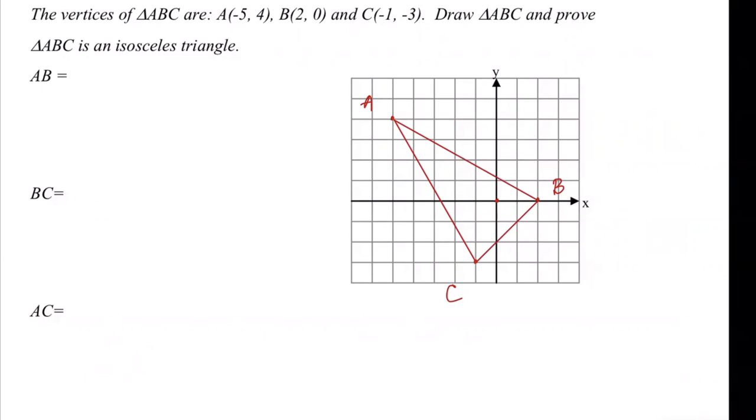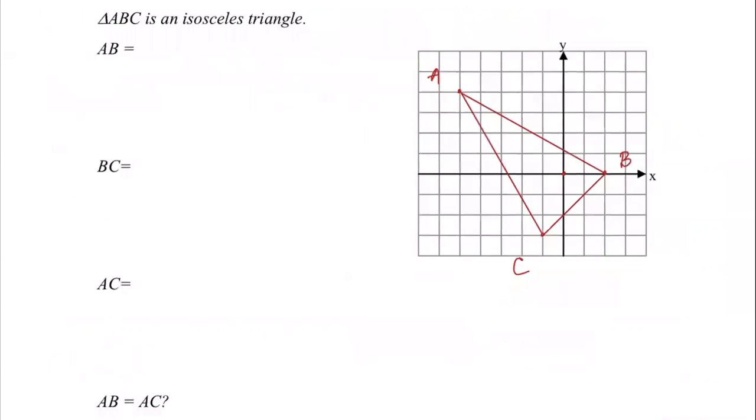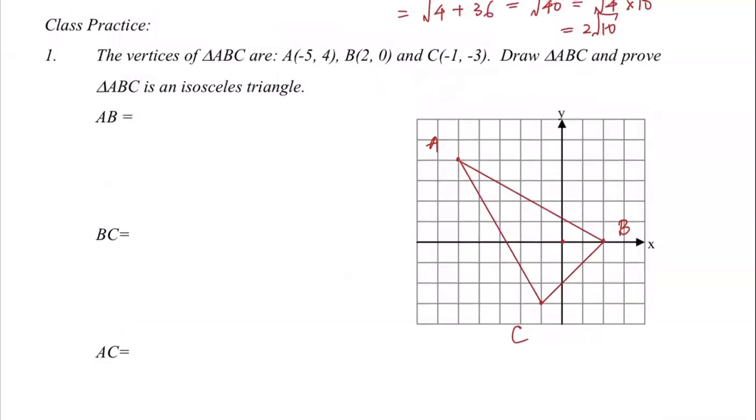So what we need to do is use the formula that we just learned to find the length of AB, BC, and AC to see whether AB and AC are actually equal. Okay, so let's do that.